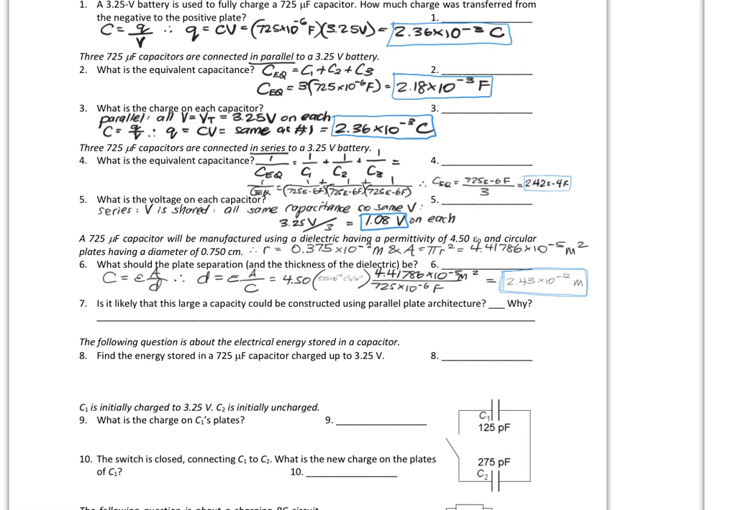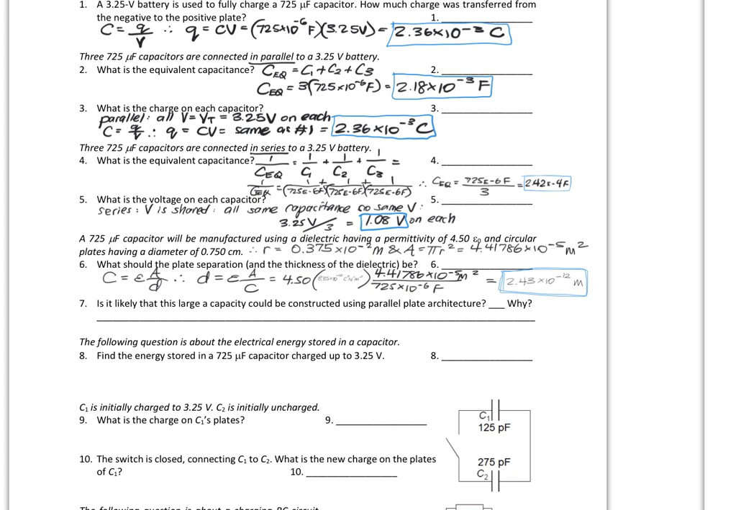Okay, so 6, we have a 725 microfarad capacitor. I love that number, I guess why not? And we have a dielectric in there with a permittivity of 4.5 E naught, and the plates with a diameter of 0.75 centimeters. Really? That's a very small plate. Oh, I guess, yeah, that's true. It's a small circuit element. Anyway, so using that diameter, I figured out the radius. I do pi r squared to get the area.